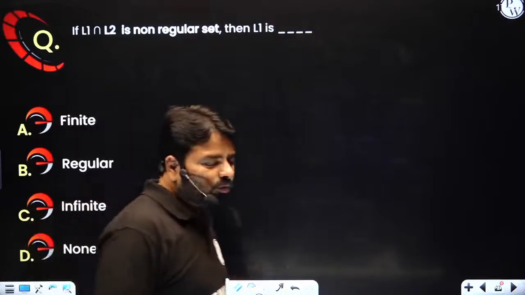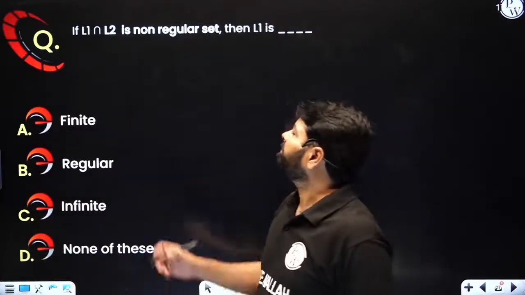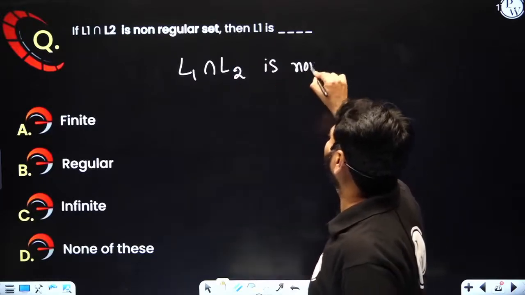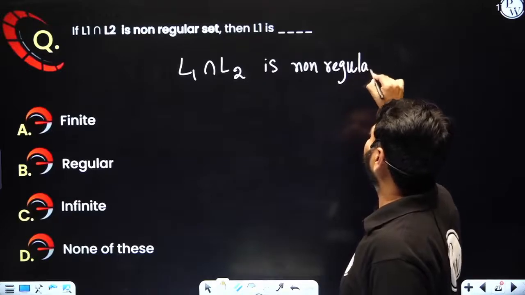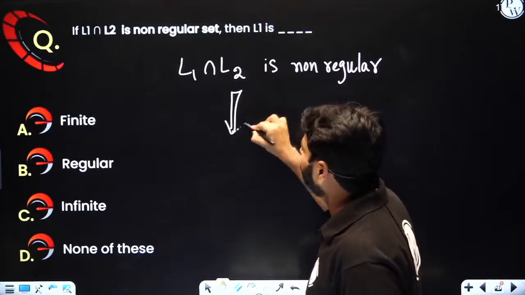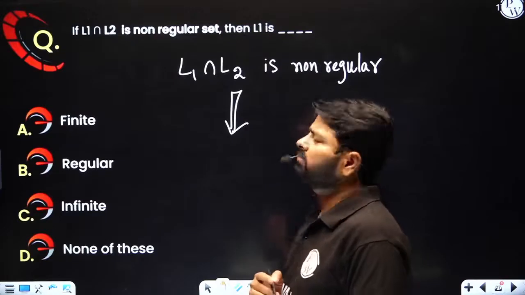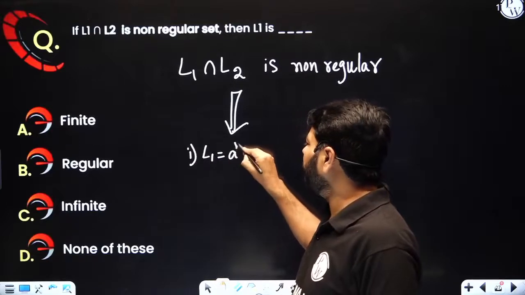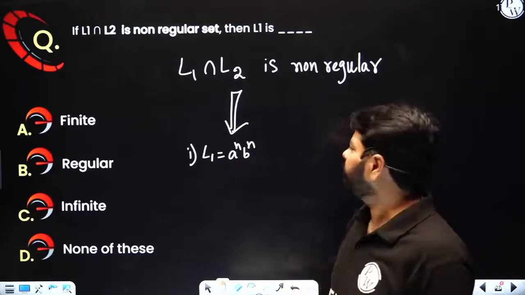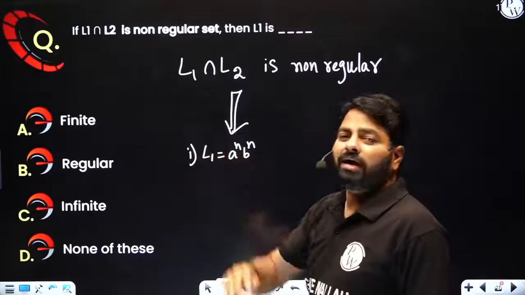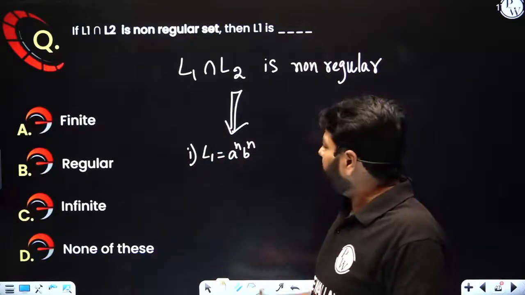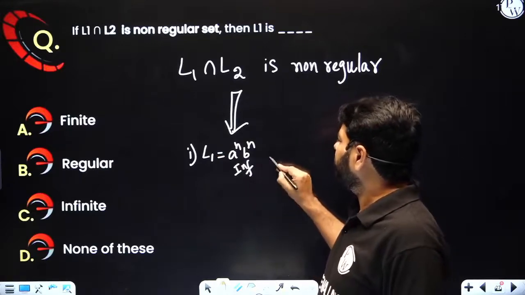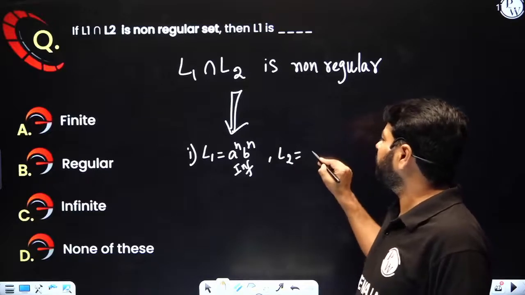Intersection of two languages is non-regular. What can you conclude about L1? Is it finite? I take infinite to prove it, right? First, I'll take L1 as a power n, b power n. L2 you also take the same. So I'm trying to disprove option E; I'm giving a counter example. I'm just taking infinite, and L2 you may take the same if you want, just for ease.